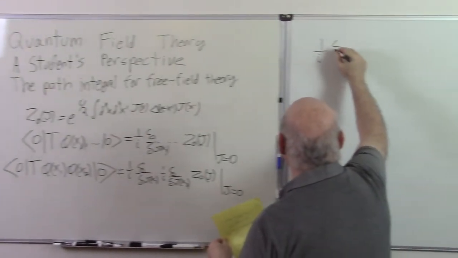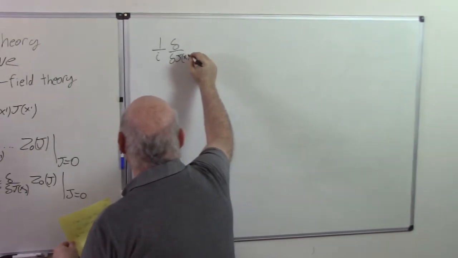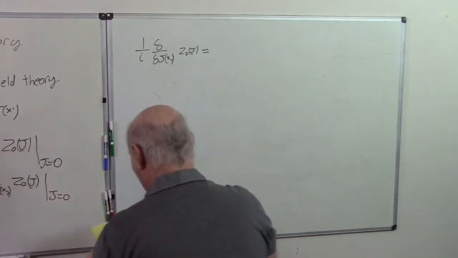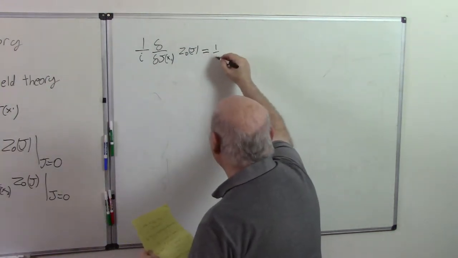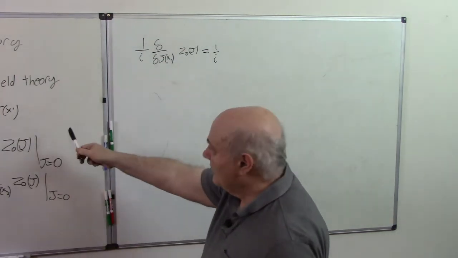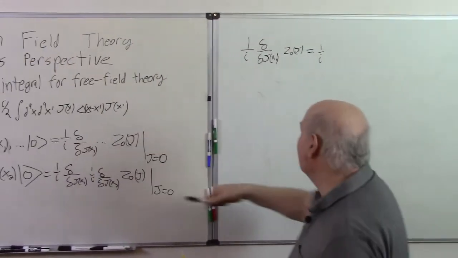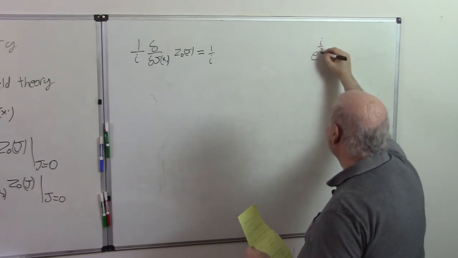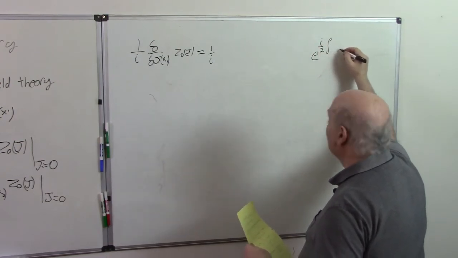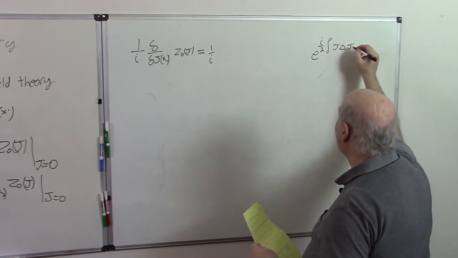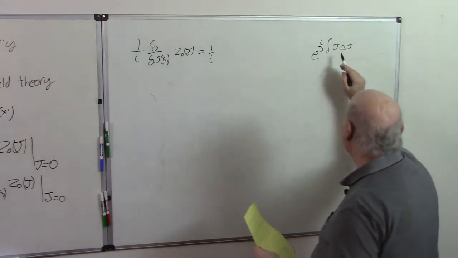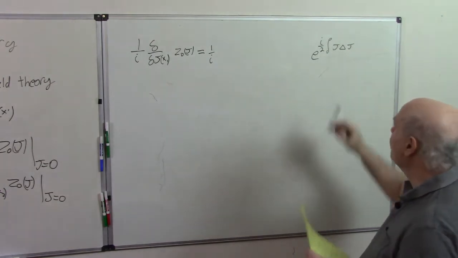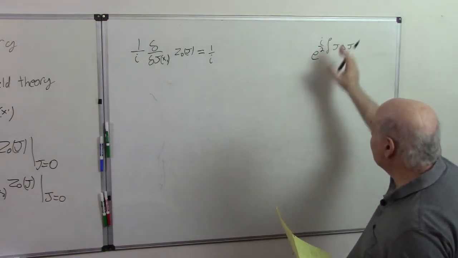1 over i, δ/δJ(x1) of Z0[J] is equal to, so I'm going to have this 1 over i, and now we're taking a derivative of an exponential function, so we're always going to get this exponential factor, and I'm going to write this as just e^{(i/2) ∫ J Δ J}. Notice whenever we set J equals 0 at the end, this becomes 0, e to the 0 becomes 1. So if we have any factors like this left over at the end, they become 1.